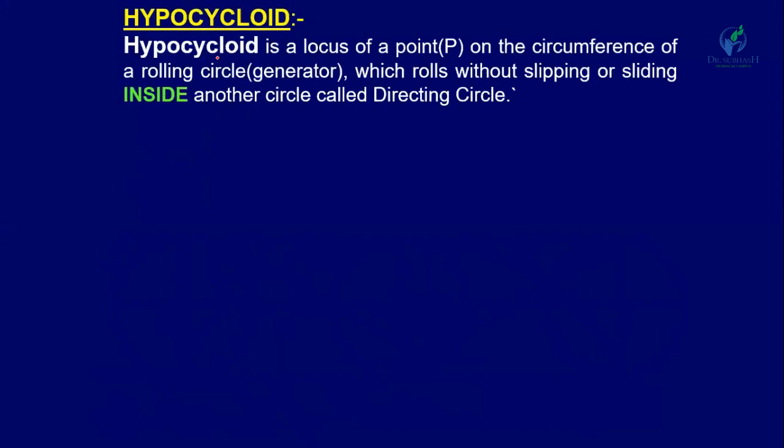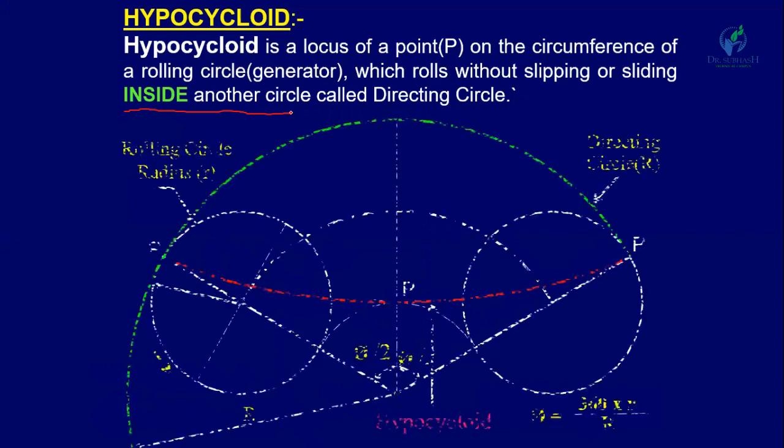Now next one is the hypocycloid. Hypocycloid is the locus of point P on the circumference of a rolling circle which rolls without slipping or sliding inside another circle called the directing circle. So the difference between the hypocycloid and epicycloid is that in hypocycloid, the rolling circle is rolled inside the directing circle. When a circle rolls inside the directing circle, the path of the point on the circumference of the rolling circle is known as a hypocycloid.